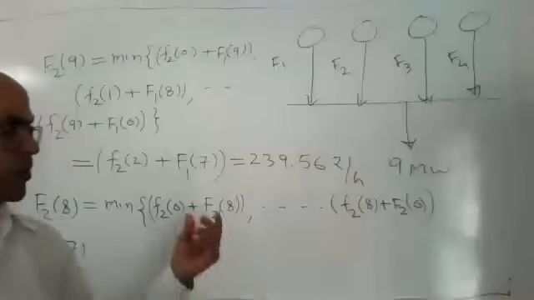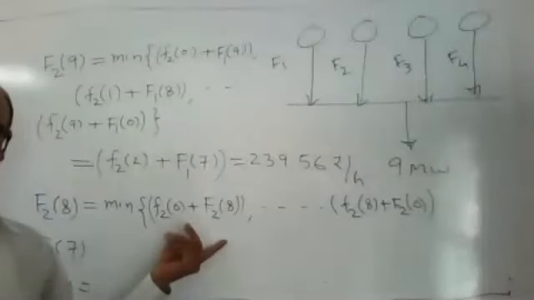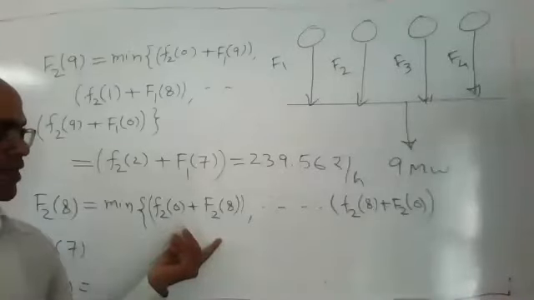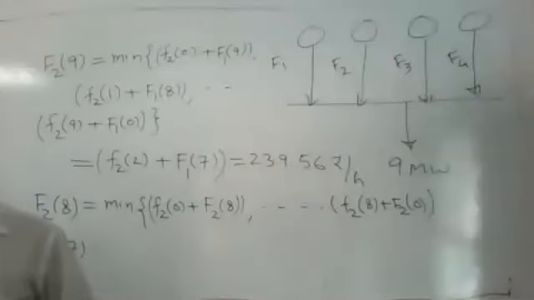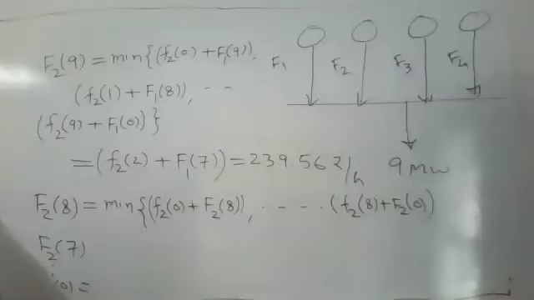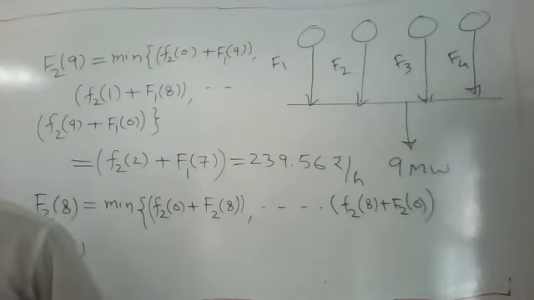Such a formula is easy to solve using a computer. Addition is easy as compared to multiplication and division. So in that way we have found that the minimum operating cost of this generating unit is 239.565 rupees per hour.